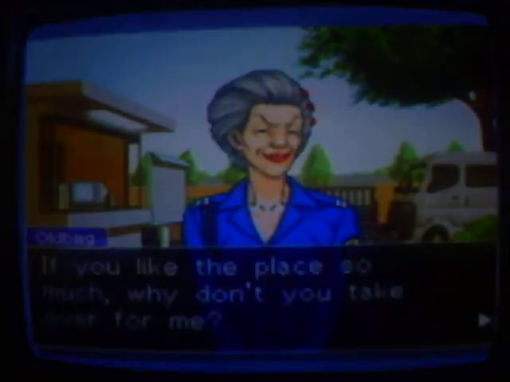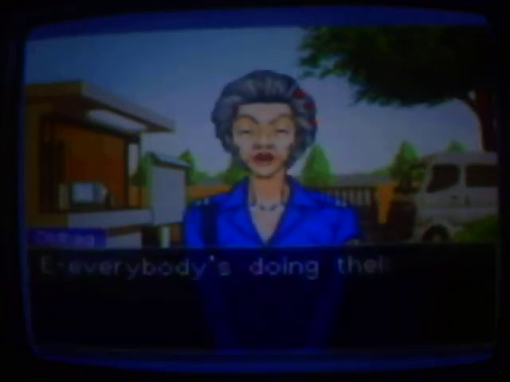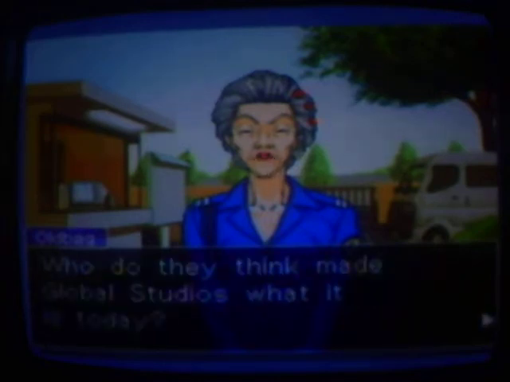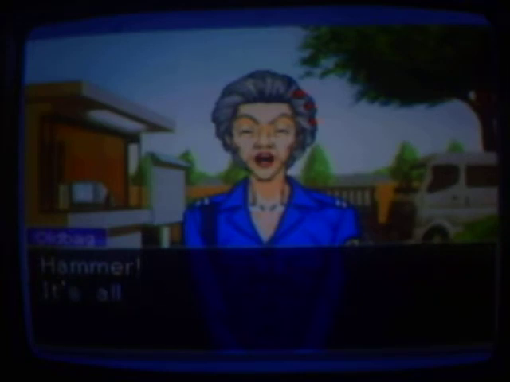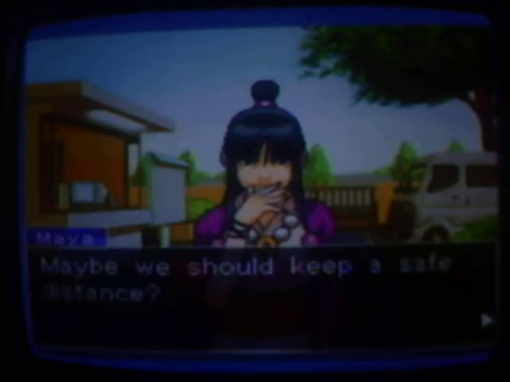What, you're still slinking around? If you like the place so much, why don't you take over for me? The old windbag doesn't look so good. Everybody's doing their darnest to forget Hammer. Who do they think made Global Studios what it is today? Hammer! It's all due to Hammer. She's starting to froth at the mouth, Nick. Maybe we should keep a safe distance.